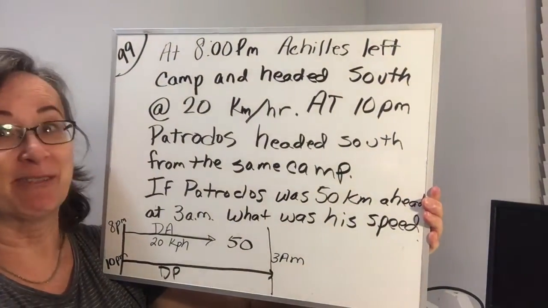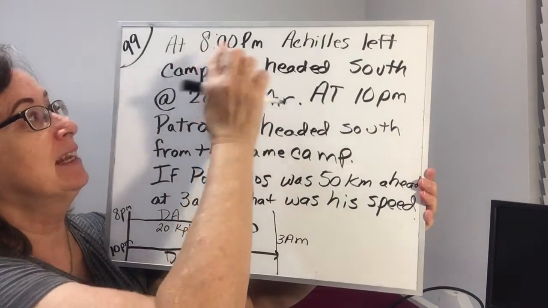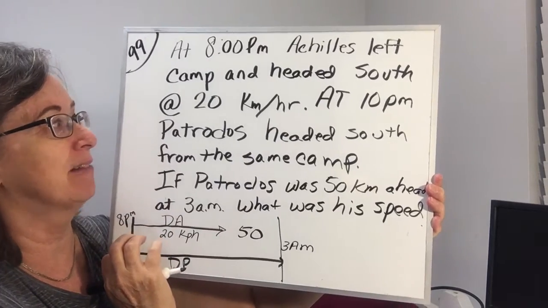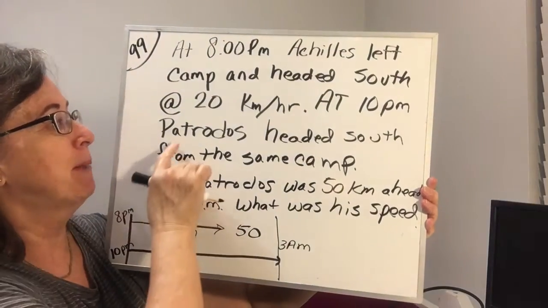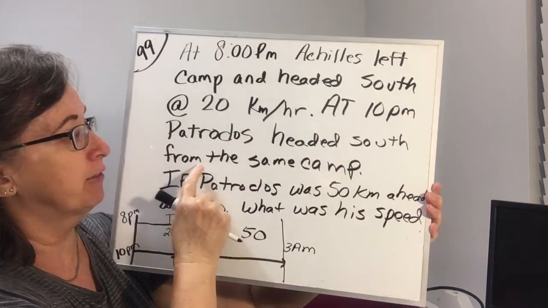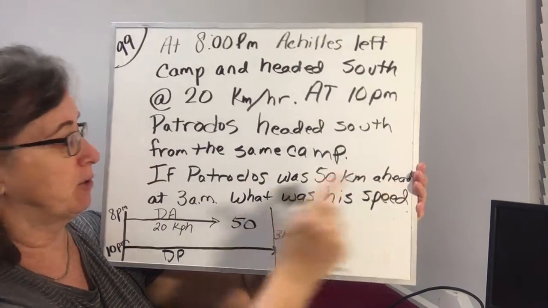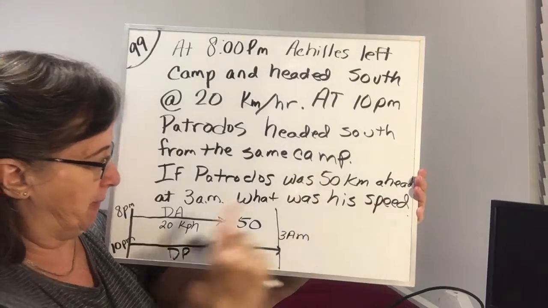So now we have our first example problem. At 8 p.m., Achilles left camp and headed south at 20 kilometers per hour. At 10 p.m., Patroclus headed south from the same camp. If Patroclus was 50 kilometers ahead at 3 a.m., what was his speed?